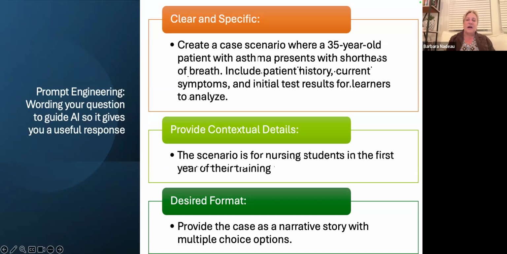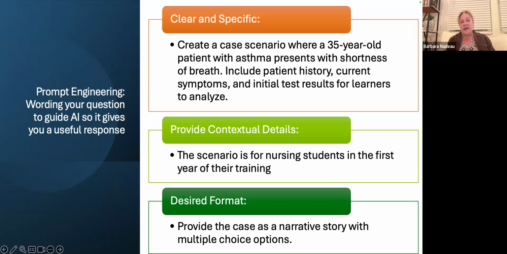And then you also want to provide some contextual details, because if you just ask it to do this first part, it might create something that's really complex. And perhaps your learners are, let's say, first-year nursing students. It's going to be too hard for them. So if you tell them who your learners are, that can help it create a better scenario. And then give it information about your desired format. So do you want it to be a narrative story? Do you want it to have multiple choice questions? What do you want it to look like in the end?